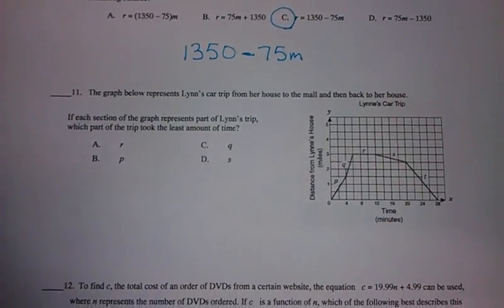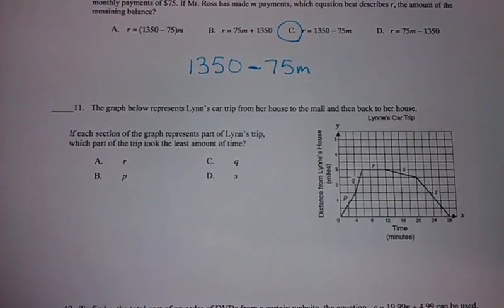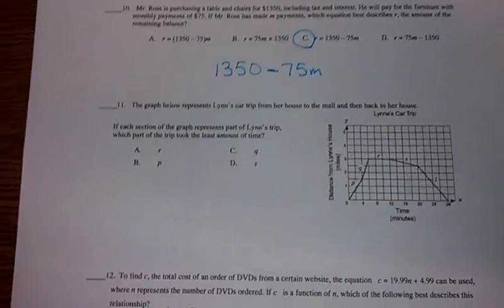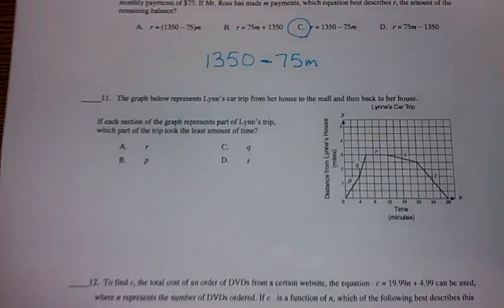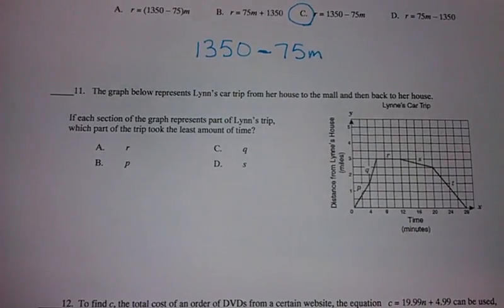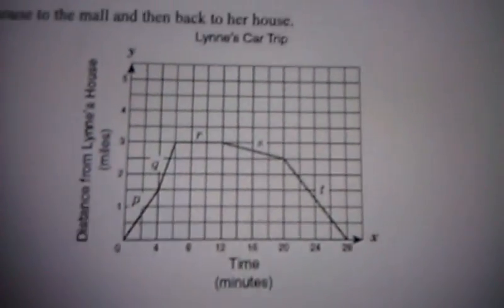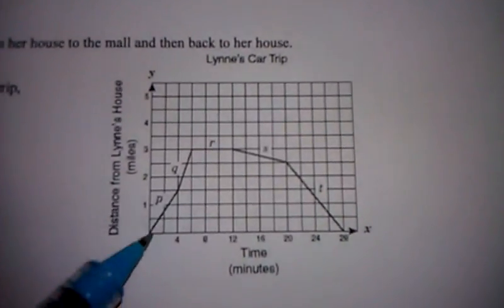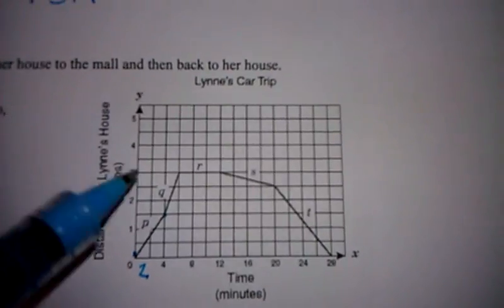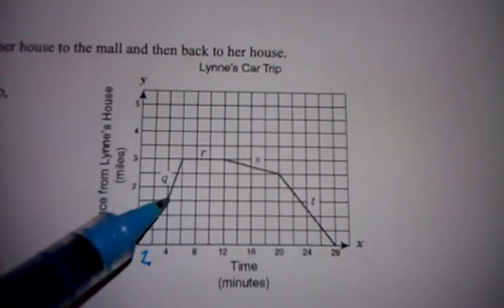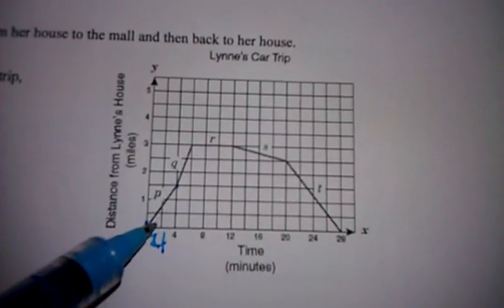The next one says the graph below represents Lynn's car trip from her house to the mall and then back to her house. If each section of the graph represents a part of Lynn's trip, which part took the least amount of time? Well, let's zoom in here and look. For this section right here, it took 2 minutes. Right here, or it didn't, yeah, it took 4 minutes, sorry, because each line is worth 2.